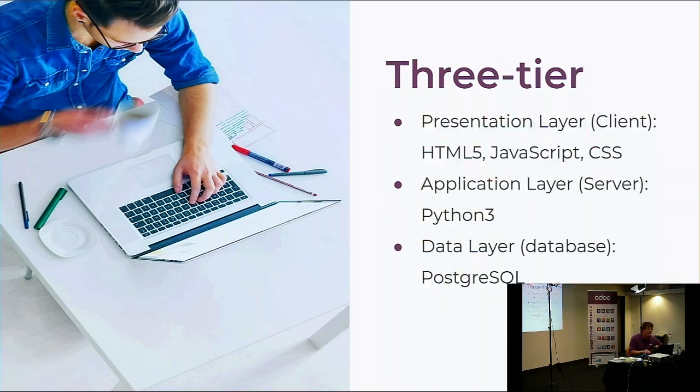What is the front-end web server? The web client in Odoo is written in JavaScript, and additional templates can be defined in HTML5, and the design rules can be defined by using CSS. Secondly, the middle server. The server and the backend modules are written in Python 3 since the 11th version, and before it was Python 2.